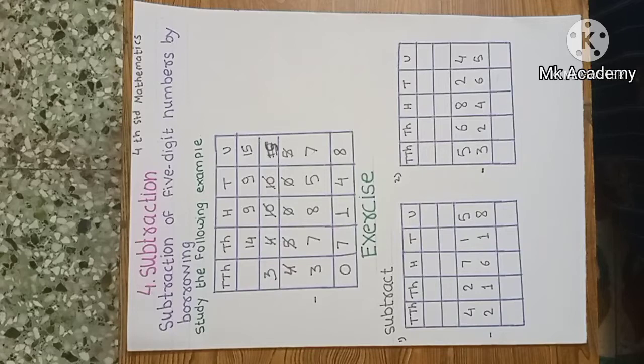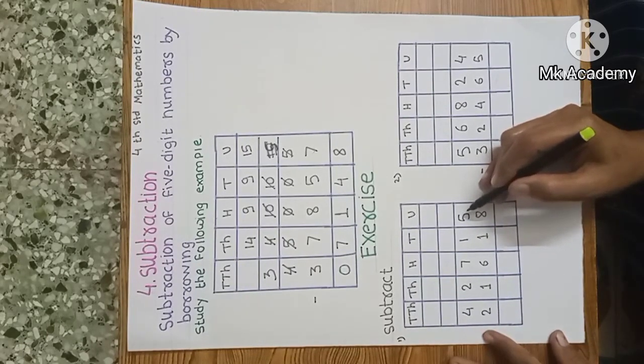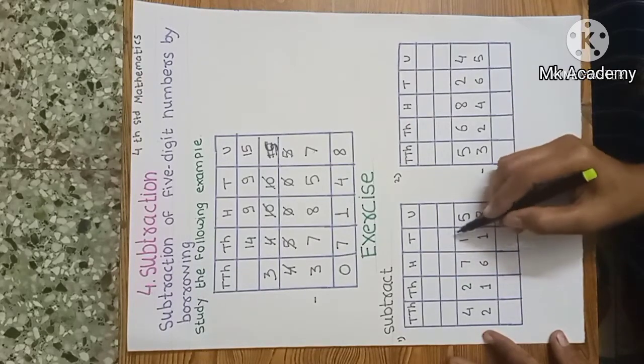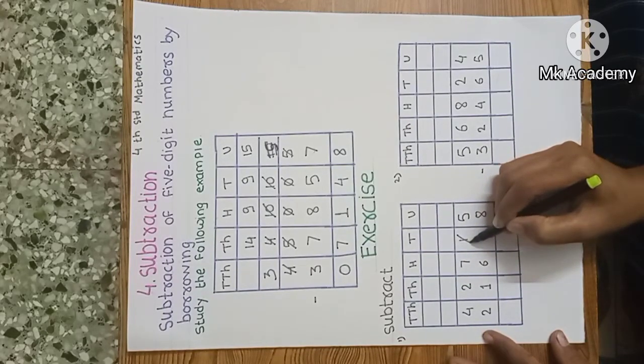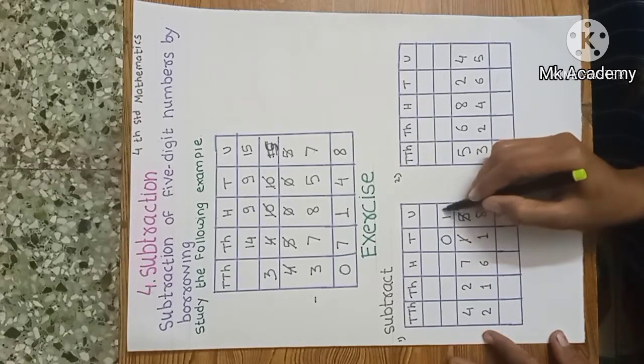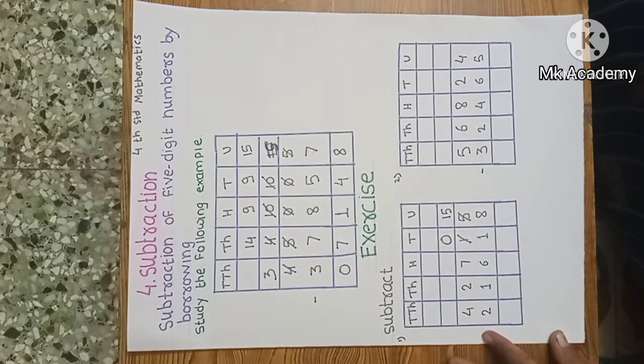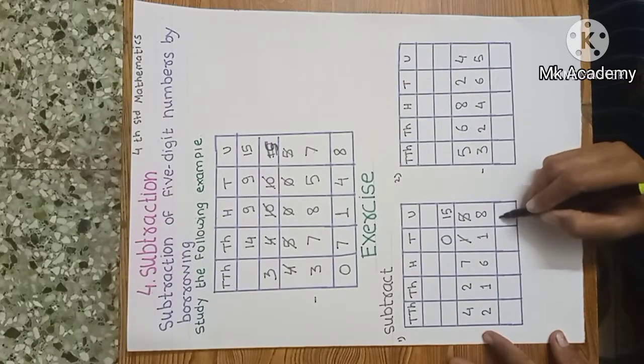First example. 42,715 minus 21,618. Now this 8 units cannot be subtracted from 5 units. Therefore, we borrow from tens. We borrow 1 ten. How many tens remain here? 0. Here we get 15 units. Now 15 units minus 8 units. How many units remain? 7.